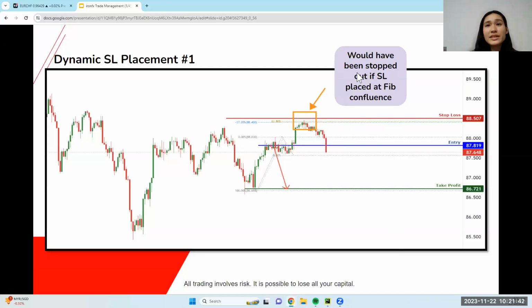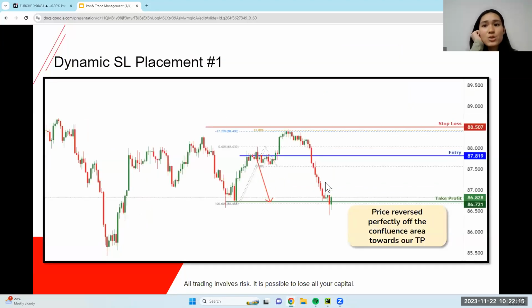You can see if we had placed our stop loss exactly at this Fibonacci confluence area, we would have been stopped out. You can see price touched the Fibonacci confluence area perfectly before reversing off of it back down to our entry. So if we had placed it here, we would have gotten stopped out. Once again, the reason is that price is often attracted to such strong areas of support or resistance before reversing off of these areas. Price reversed perfectly off our confluence area and hit back down towards our take profit.